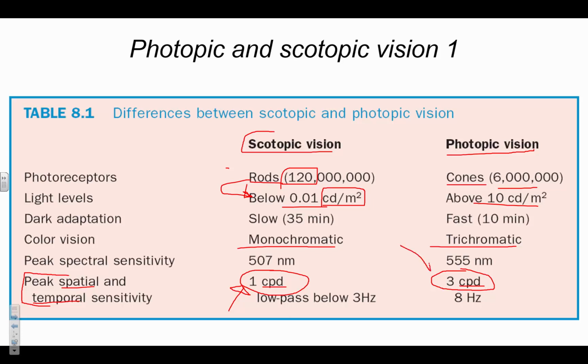You're 3 times better with your cones because you can cram 3 cycles into that 1 degree. So you have 3 times better resolution with your cones than you do with your rods, because they're smaller, they're crammed in there a little better, and you have better spacing. Does that make sense to everybody? So the higher your cycles per degree, the smaller the bars, the smaller the objects you can resolve.